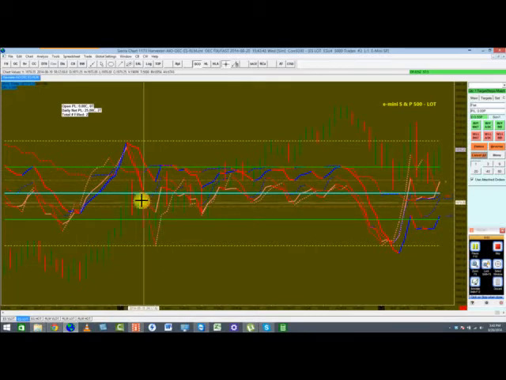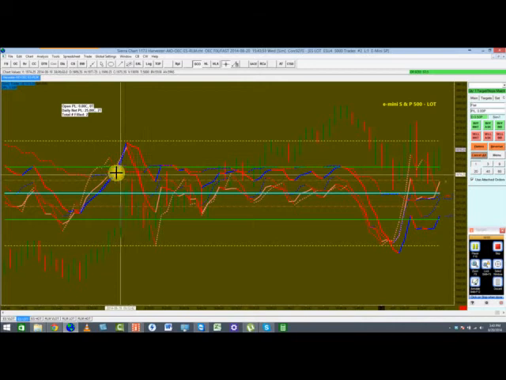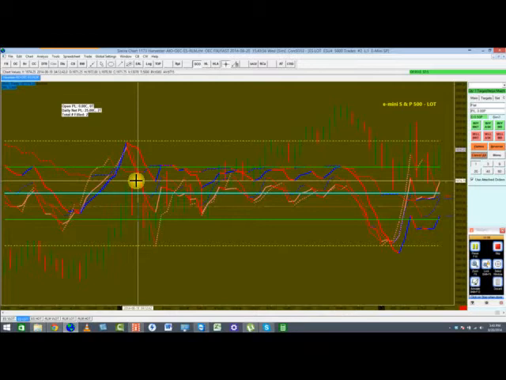And why wouldn't you take a short here? Because you've got flatness on the jerk hot going across, and we know that the jerk hot is above the zero. It's a continued up, so we won't take shorts.